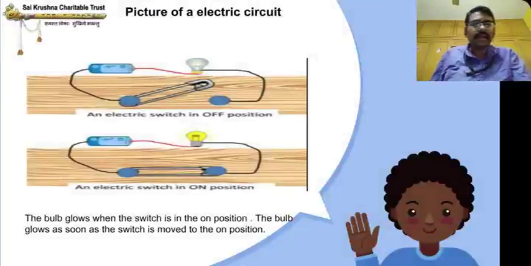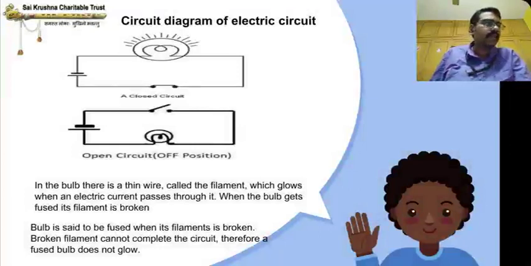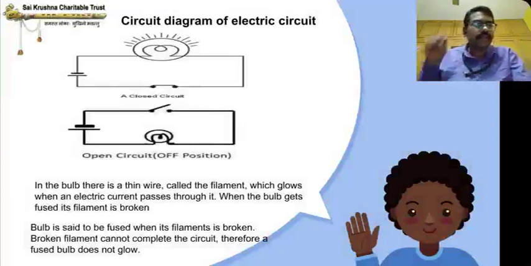Picture of an electric circuit. Here the electric switch is in the off position, and in the second diagram the electric switch is in the on position. The bulb glows when the switch is in the on position. The bulb glows as soon as the switch is moved to the on position. This is a circuit diagram of an electric circuit.